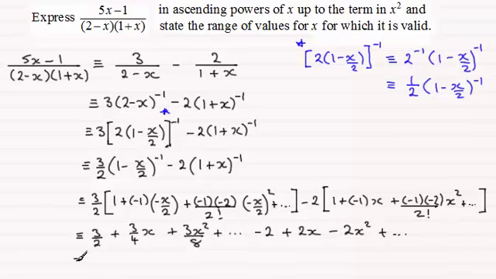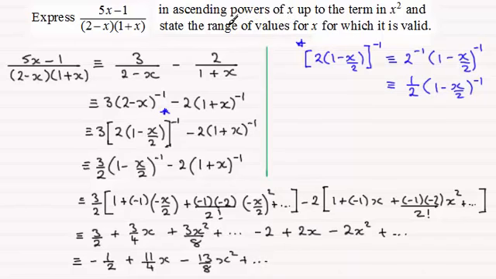And if we group these terms up, 3 over 2 minus 2 is going to give us minus a half. And then 3/4 x plus 2x is going to be a total of 11/4 x. So we've got 11 over 4 times x. And then finally for the x squared terms, 3/8 x squared minus 2x squared here is going to give us minus 13 over 8, 13/8 x squared, and so on. So there's our series in ascending powers of x then.